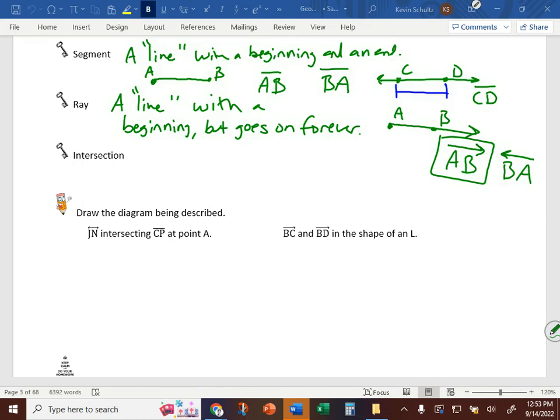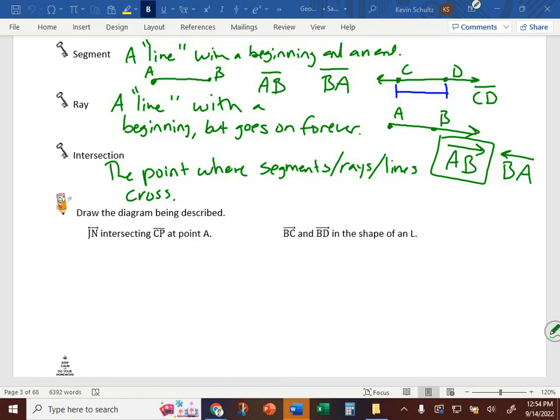Oh, intersection. Go ahead. Your time to shine. Take 3. It's a line with no beginning, but it has something to end it. So close. Claire. Yes. An intersection is the point where segments, rays, lines cross.